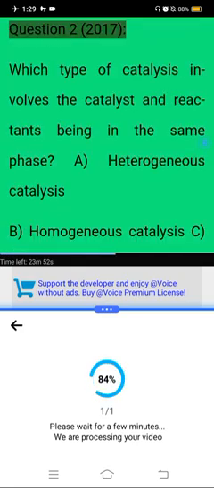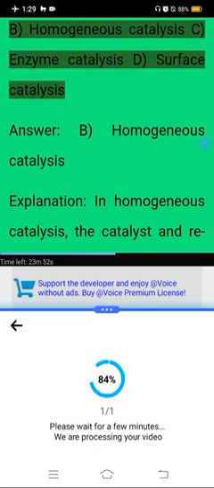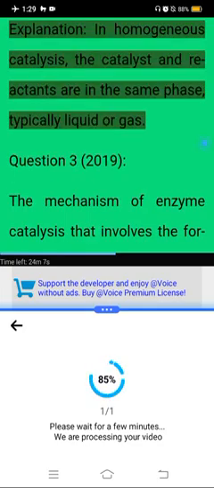Question 2, 2017. Which type of catalysis involves the catalyst and reactants being in the same phase? A. Heterogeneous catalysis. B. Homogeneous catalysis. C. Enzyme catalysis. D. Surface catalysis. Answer: B. Homogeneous catalysis. Explanation: In homogeneous catalysis, the catalyst and reactants are in the same phase, typically liquid or gas.